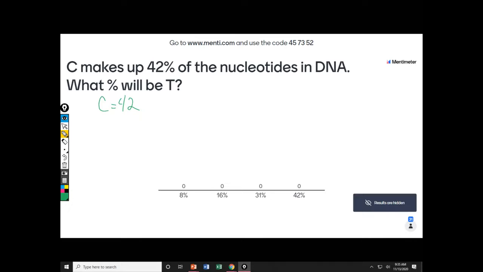Okay, let's start thinking through this. So if my cytosine is 42%, what else do I know? My guanine is also 42%, right? C pairs with G, right? If C is also equal to G, that was one of Chargaff's major rules. So I now know a large proportion of the nucleotides in the cell. Let's see what that adds up to. That's 84% of what's going on in the cell, right?